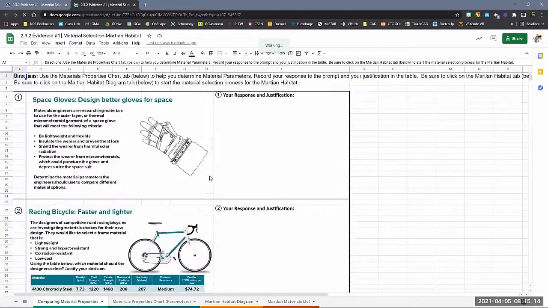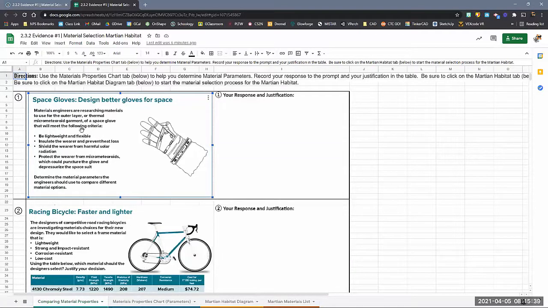So category number 1, here it is: space gloves. Okay, so let's say you're trying to prepare some new gloves for space. Here are some of the things that you want to happen for it to be properly functional. It needs to have a nice outer layer and a thermal micrometeoroid garment of a space glove that will meet the following criteria.